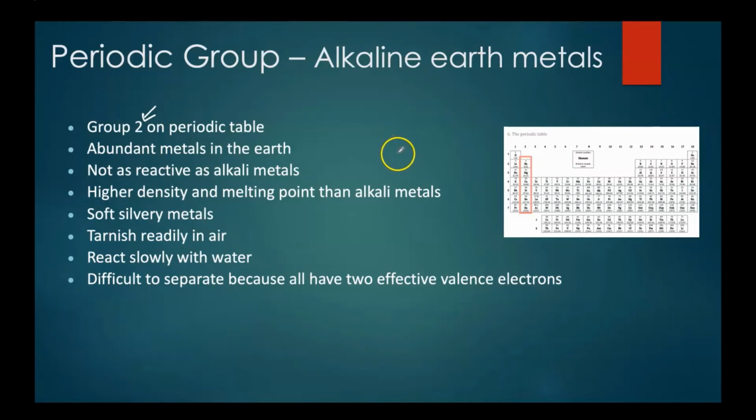They have higher density and melting point than alkali metals, and they're very soft silvery metals, and they tarnish readily in air. They react slowly with the water, as I already mentioned, and they're difficult to separate because all have 2 valence electrons. So I already told you, when you have group 1, it has only 1 valence electron in the outer shell. That's the reason why it's really, really easy to remove. It's just 1 electron, right?